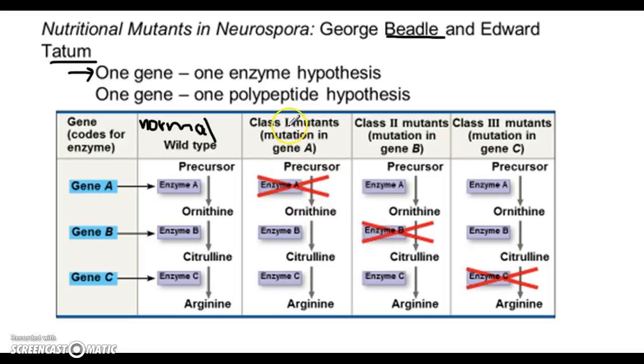As you can see here, in the class 1 mutant, enzyme A is knocked out. In that case, this precursor starts to accumulate because it doesn't have the necessary enzyme to convert the precursor to ornithine. So this starts to increase in concentration and the pathway shuts down. The class 2 mutants just have a mutation in a different gene, and that particular gene they found out codes for this enzyme. In that case ornithine would start to accumulate in excess because the pathway can't go any farther without enzyme B, and so on.